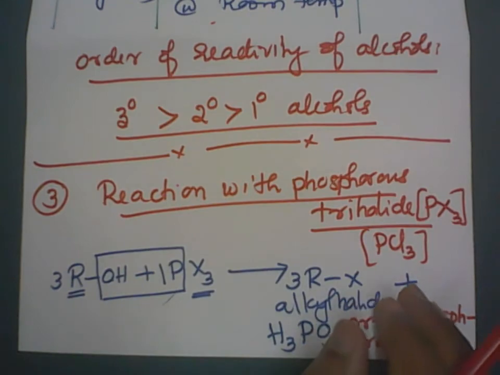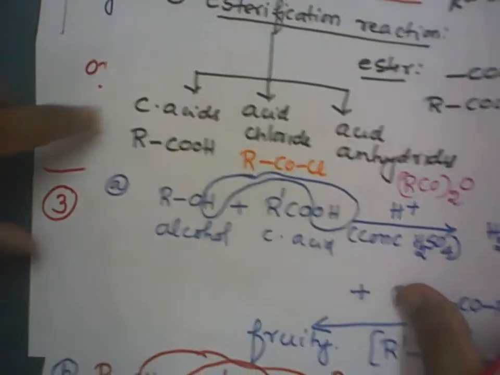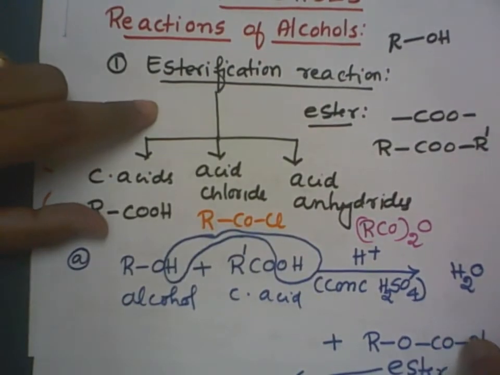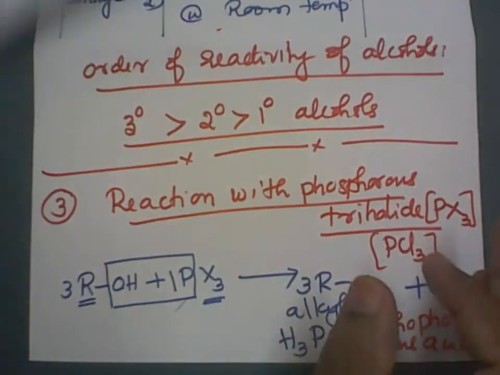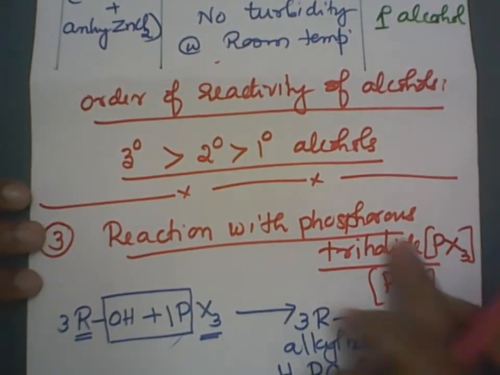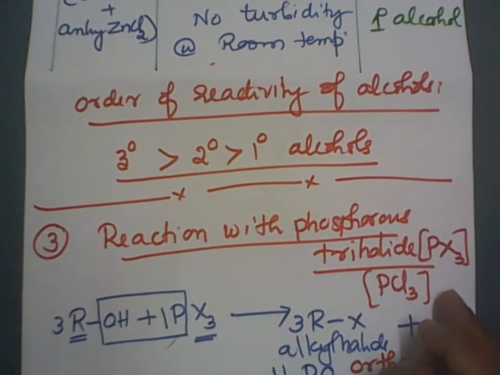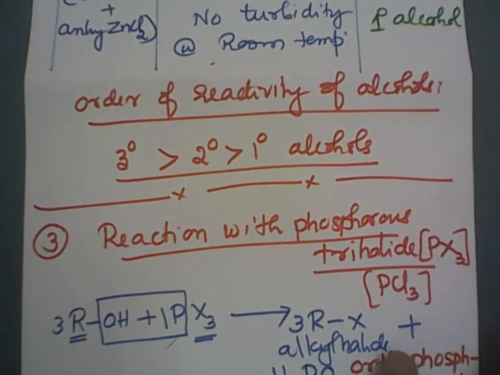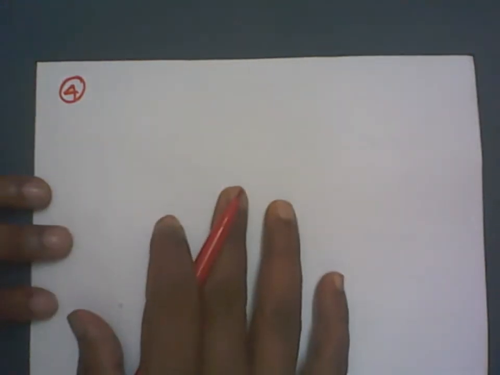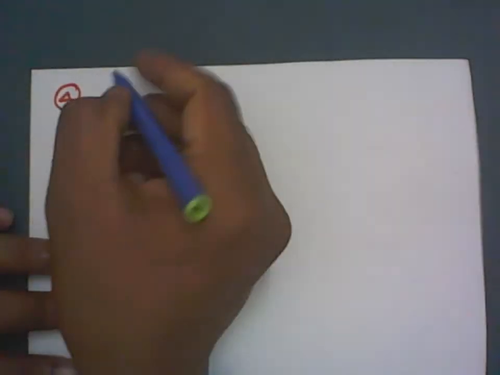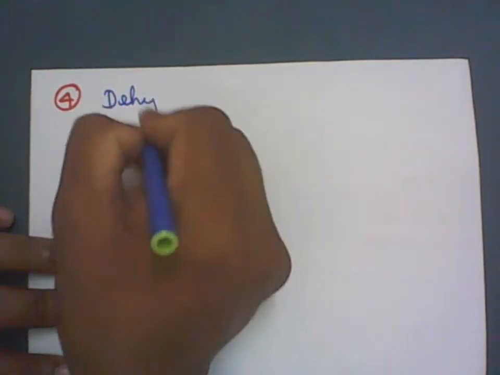What was the first reaction? The first reaction was esterification. The second reaction is with the hydrogen halide, and the third reaction is with the phosphorus trihalide. Next, the fourth reaction, an important reaction wherein we are going to study the mechanism, is called the dehydration of alcohol.